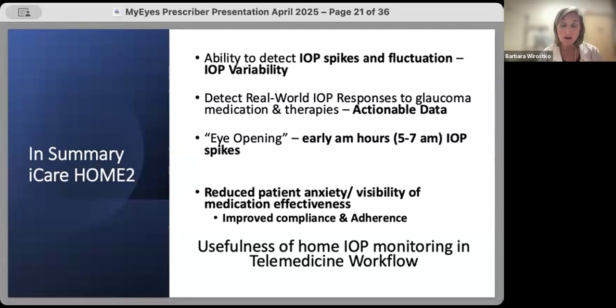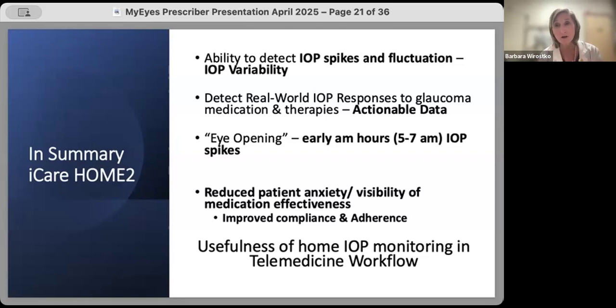I have also had patients come to me and say, oh, I was using the eye care home and I noticed that I forgot my eye drops, or I ran out and my pressure was creeping back up. Wow, my eye drops really work. So again, it's evidence to them that what you're doing is working. So I found it really helpful.